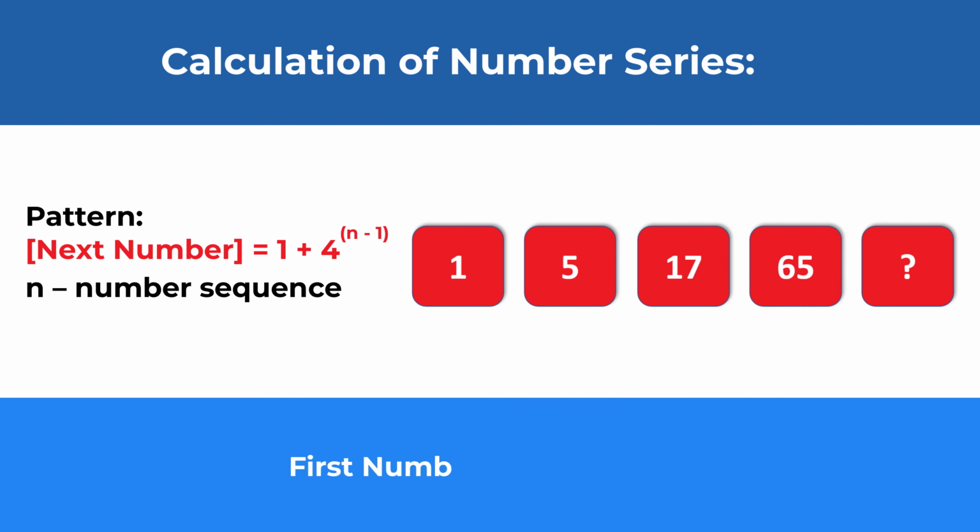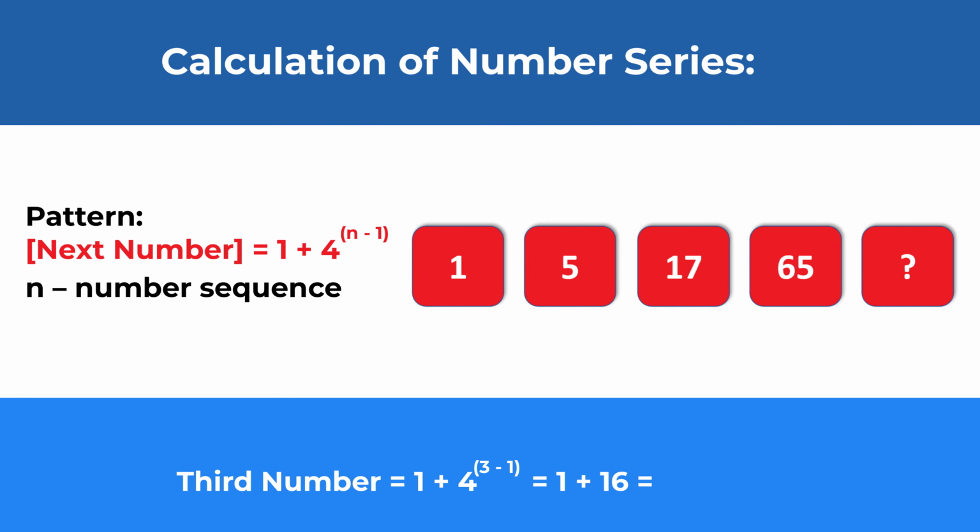The first number is calculated as 1 plus 4 to the power of 0, which is 1. The second number is calculated as 1 plus 4 to the power of 2 minus 1, which is the equivalent of 1 plus 4 and equals 5. The third number is calculated as 1 plus 4 to the power of 3 minus 1, which is 1 plus 4 to the power of 2, which is 16, which equals 17.